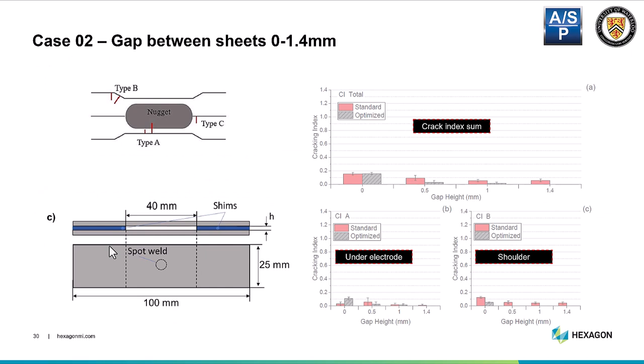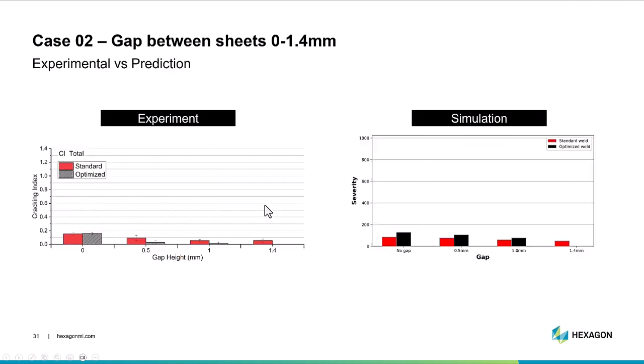The other condition was the gap between the sheets from 0 to 1.4 millimeter, which is the thickness of the sheets being welded here. And then we ran the same model again. You can see we got pretty interesting correlation.